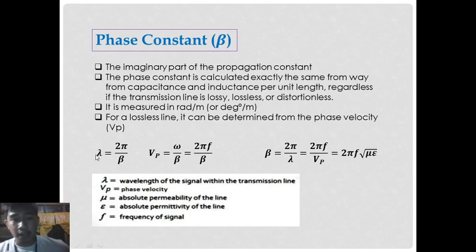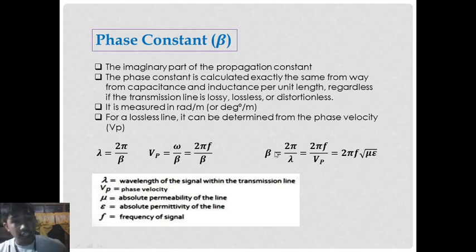Now, this is lambda, or wavelength, of the signal within the transmission line. Vp is the phase velocity. This is the absolute permeability of the line. This symbol is the absolute permittivity of the line. And f is the frequency of the signal. The wavelength can be calculated by 2 pi over the phase constant. The phase velocity is this symbol over the phase constant, which is 2 pi f, or frequency, over the phase constant.